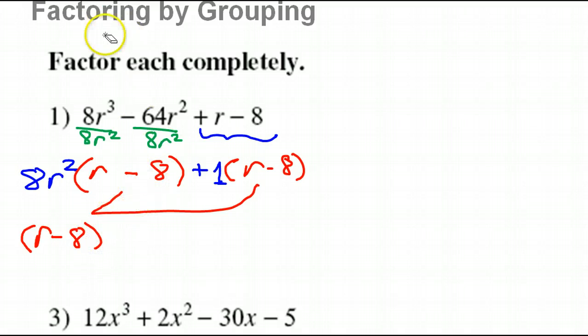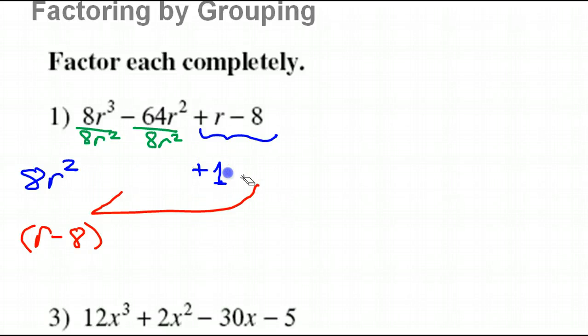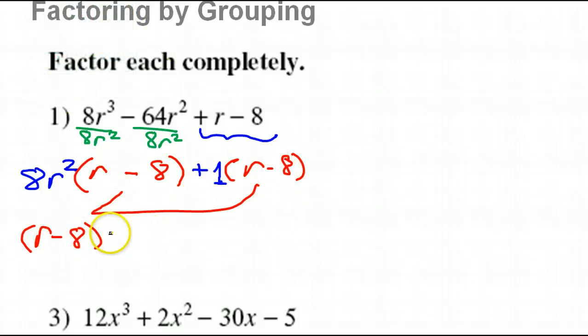Now, imagine for a minute that I were to erase the r minus 8s. Look what would be left behind. 8r squared plus 1. Okay, so we are taking these r minus 8s away and putting them in front. But you can see that what's left behind is the blue, 8r squared plus 1. You should always look at this and see if it's something that can be factored further. And it cannot. So this is the final answer.